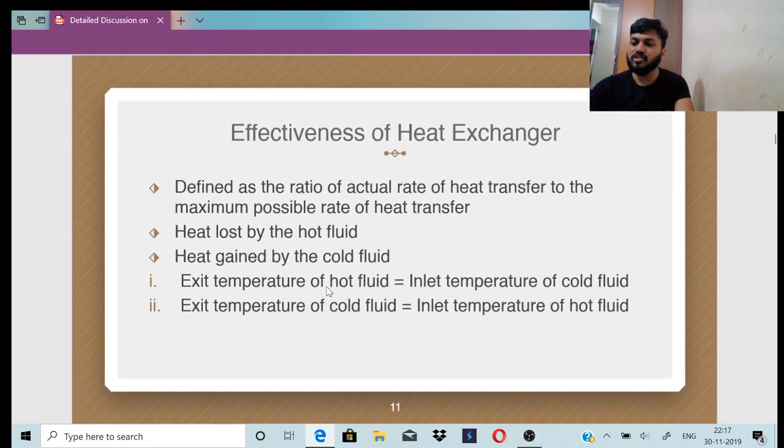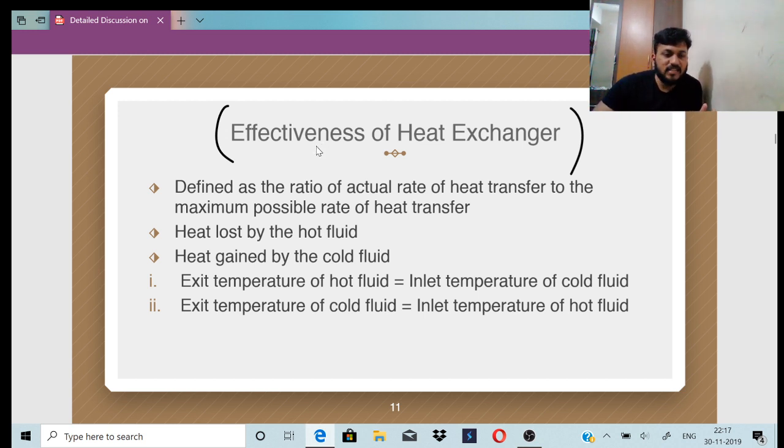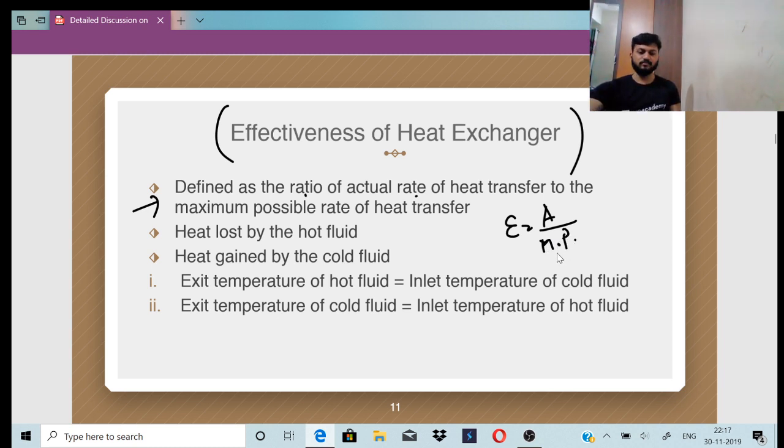Okay, now we'll move on to the effectiveness of heat exchanger. What is effectiveness of heat exchanger? Effectiveness of heat exchanger is defined as the ratio of the actual rate of heat transfer to the maximum possible rate of heat transfer. Okay, so I'll write it here. It is actual rate divided by maximum possible rate. What is effectiveness? It is actual rate of heat transfer divided by maximum possible rate of heat transfer.